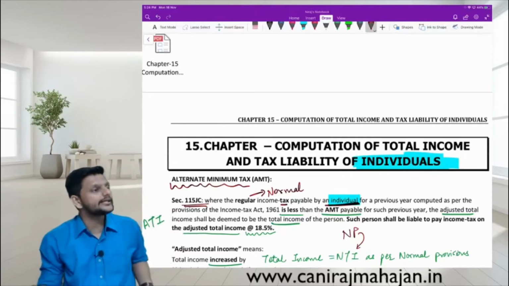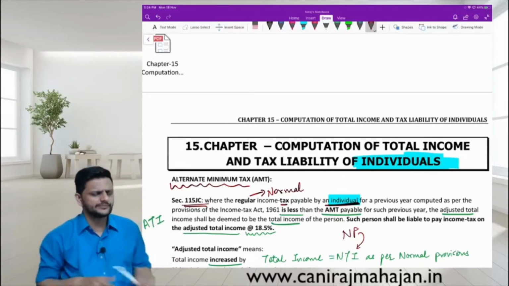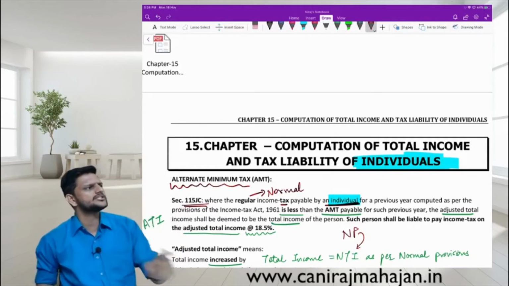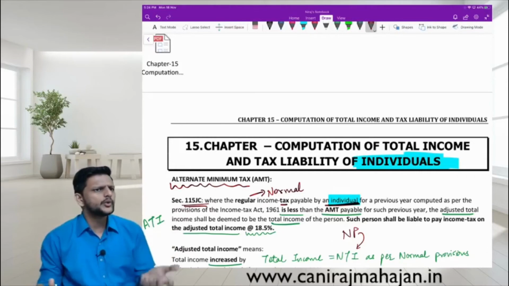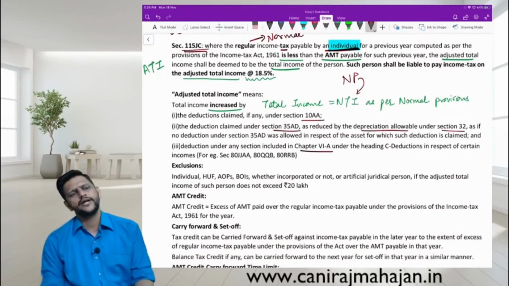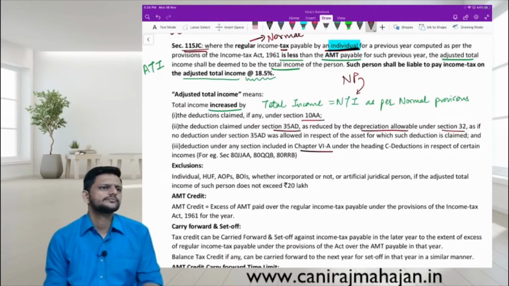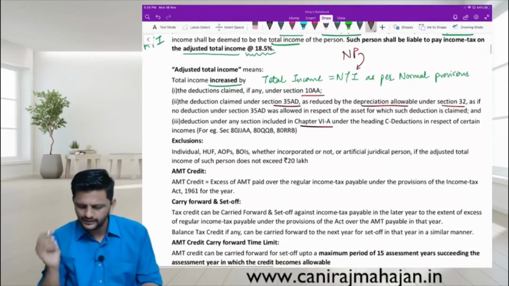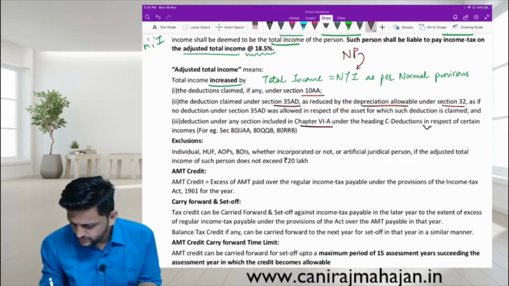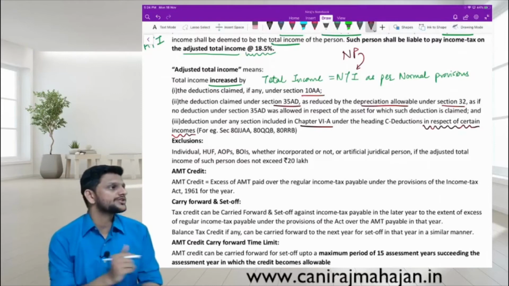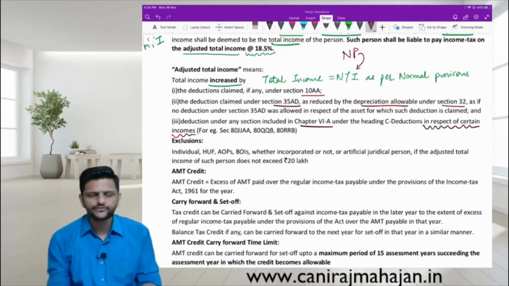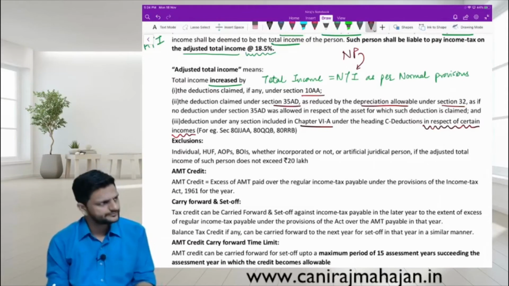Then we have 80QQB or something. Then royalties there are something. And 80JJAA, new employees, no? Then biodegradable is there, something is there. 80JJA is for biodegradable waste business, no? That profit. Okay? Underline this one. That means those Chapter VI-A deductions which you have claimed for income only. Rest of it you have seen they are mainly for expenditures.